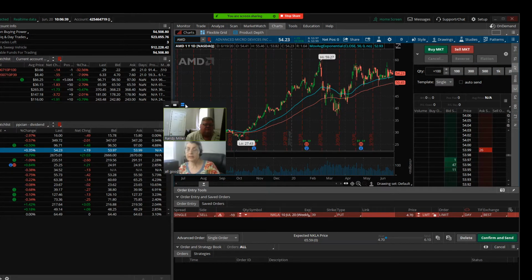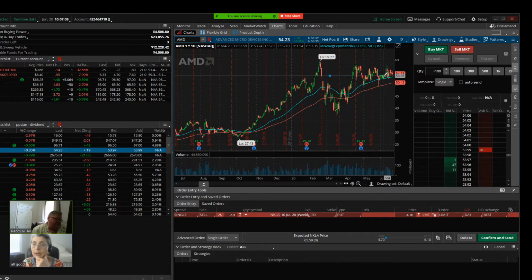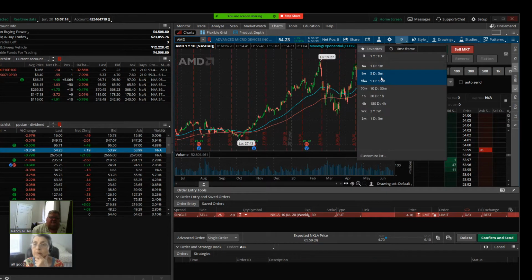So you have AMD, right? Yeah, I'm pulling up AMD. In TOS, you can set your time frames. Right now I've got it set on a 1 year, daily chart. This represents a year, and each of these little marks represents 1 day. So I'm going to change it.